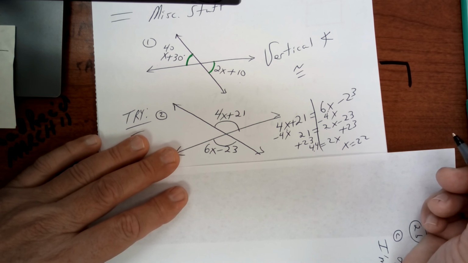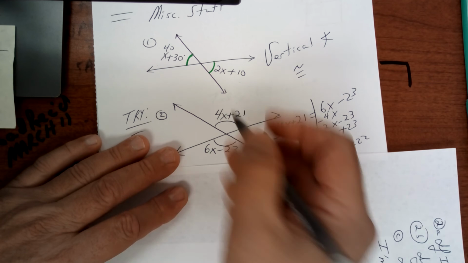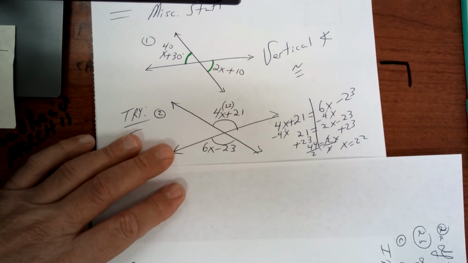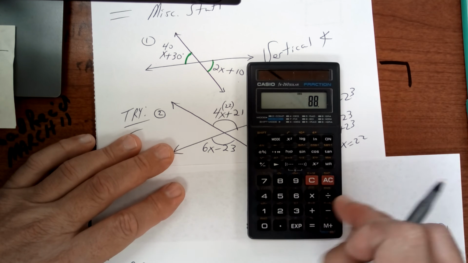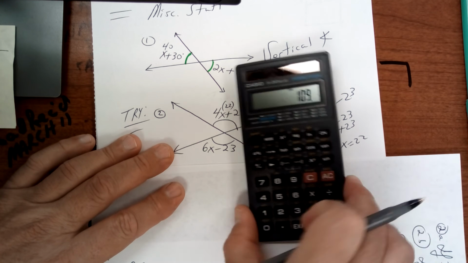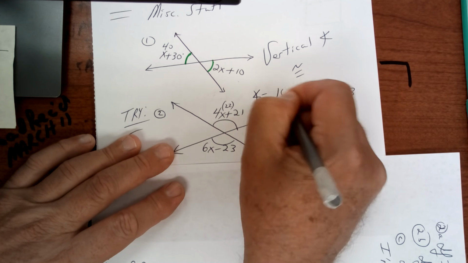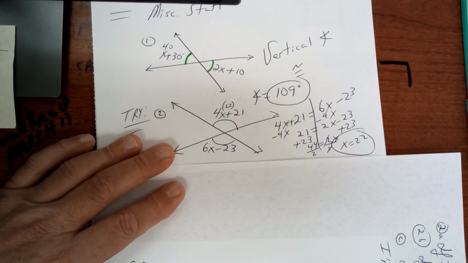When you divide, then you're going to substitute. So it's going to be 4 times 22, whatever that is, plus 21. So 4 times 22, press equals, plus 21. The angle is 109 degrees, both of these. So the angle is 109 degrees, and x is 22. Those are your two answers. Let's talk about today's work. Before we do that, we're going to do one more miscellaneous.